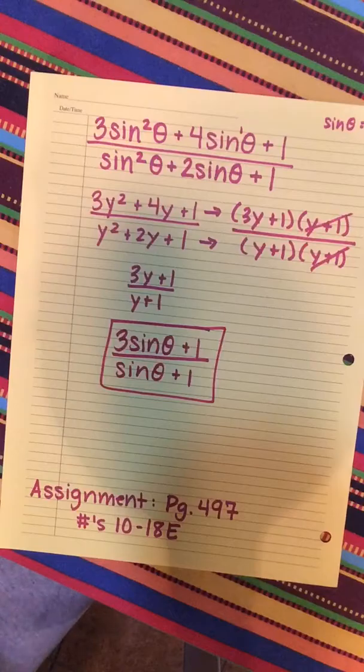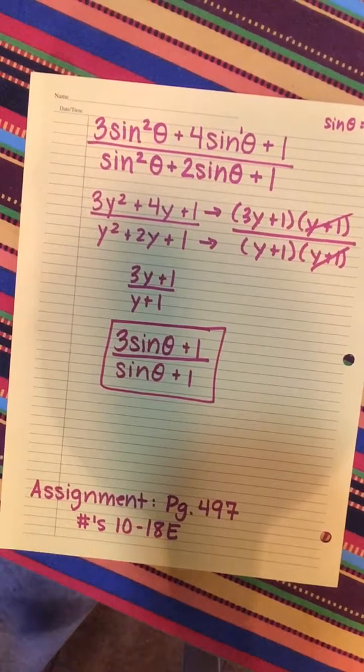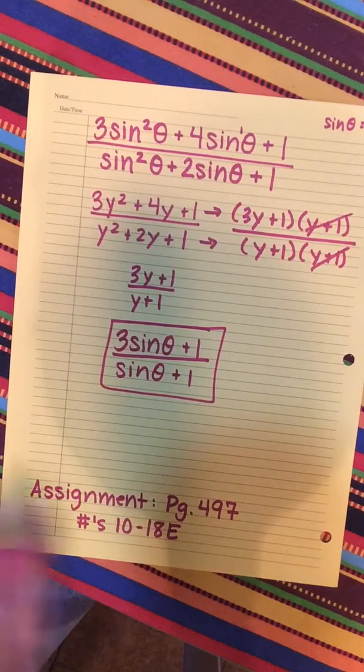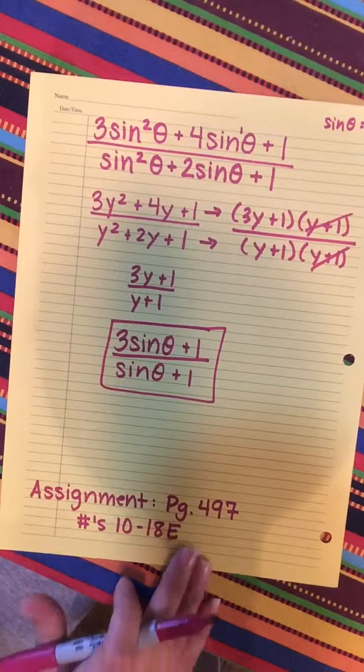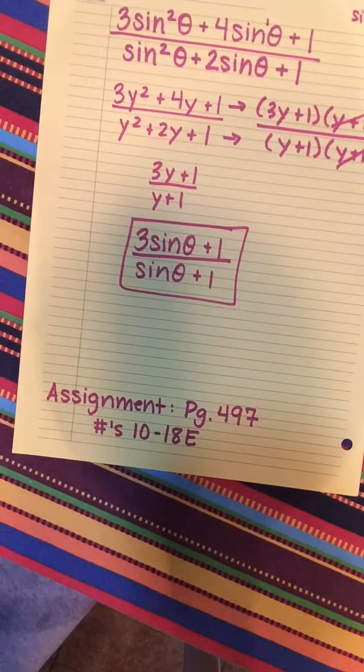There we go. All right, so for tonight, you're going to be simplifying by using fundamental trig identities or by factoring. And your assignment is on page 497, numbers 10 through 18 even.